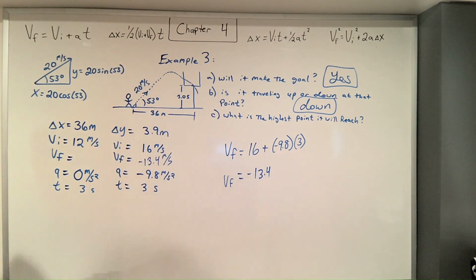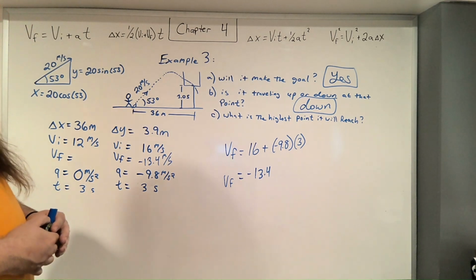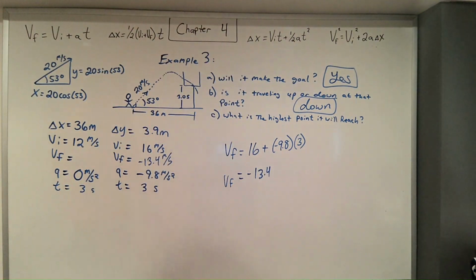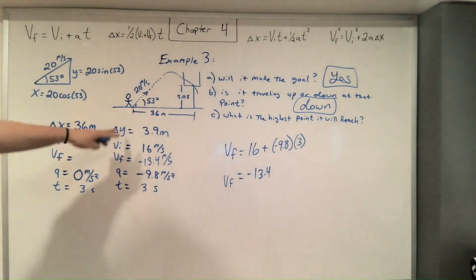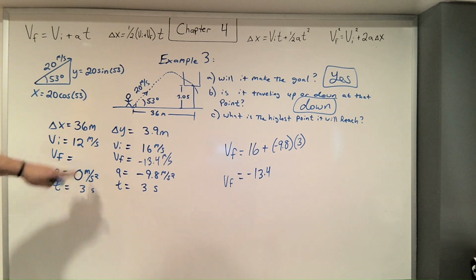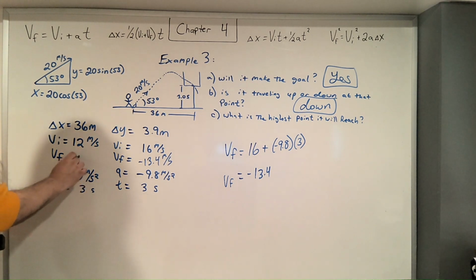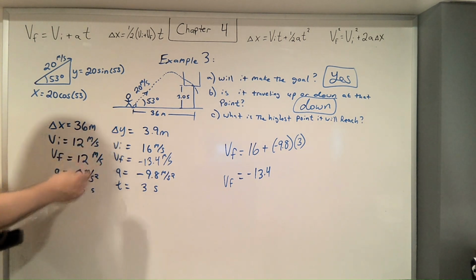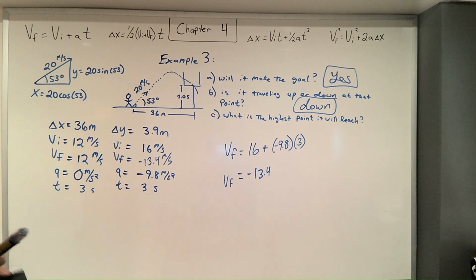How about part C? What is the highest point it will reach? Well, in these tables, I don't have anything else except for final velocity here, but actually I already know what the final velocity is because I have 0 acceleration. So all my tables are full. And it's asking what's the highest point it'll reach. There's more parts to this problem. So what do you do now?